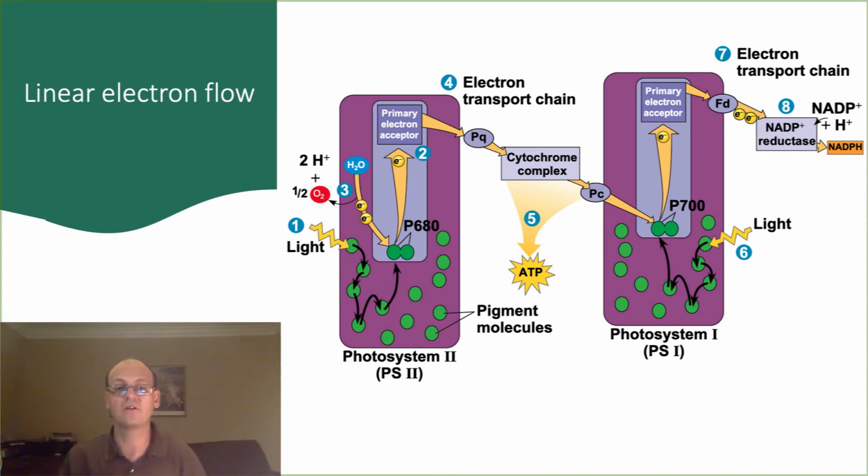The second electron transport chain, however, does not produce ATP. Instead, the electron ends up on NADP+, reducing it to NADPH. Now, NADPH is very similar to NADH and FADH2 in that it's an electron carrier and moves high-energy electrons to the Calvin cycle.